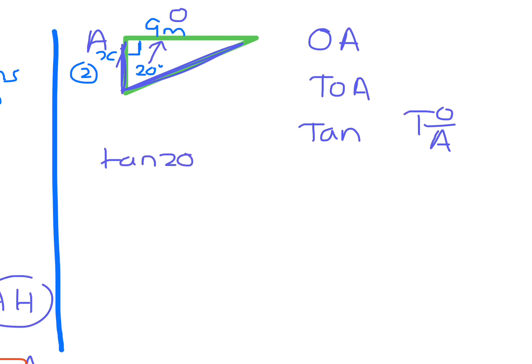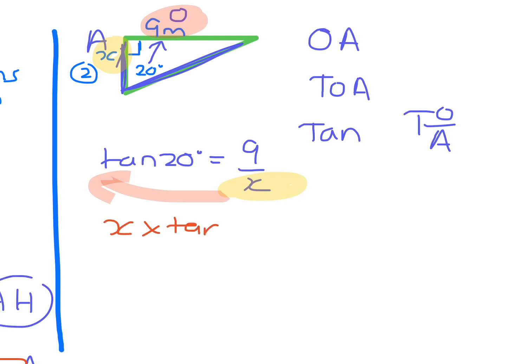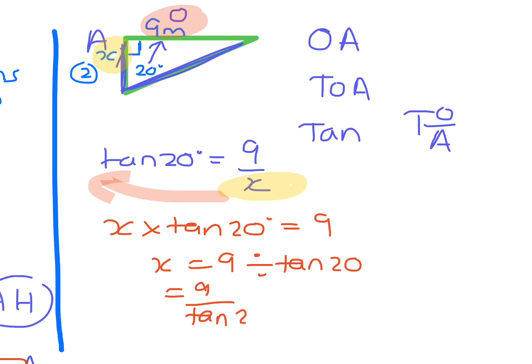So set it up, tan of 20. The opposite side is 9, and the adjacent side is x. So it's going to be 9 over x. So when x is on the bottom, you actually divide, but you can think about it as moving it up there, and it would be x times tan 20 equals 9, so x is 9 divided by tan 20, because that's the opposite, or 9 over tan 20.